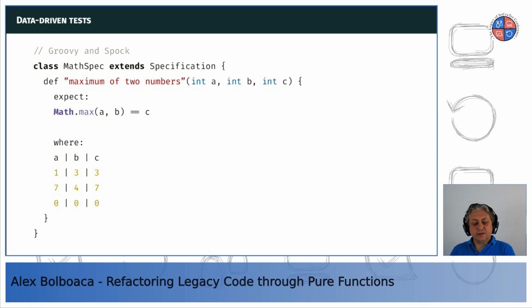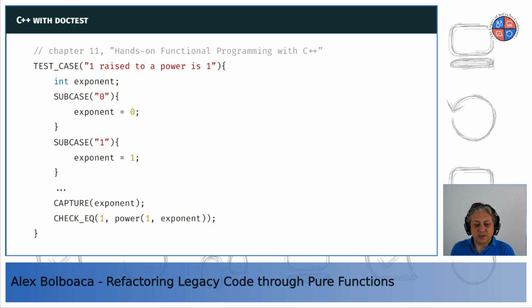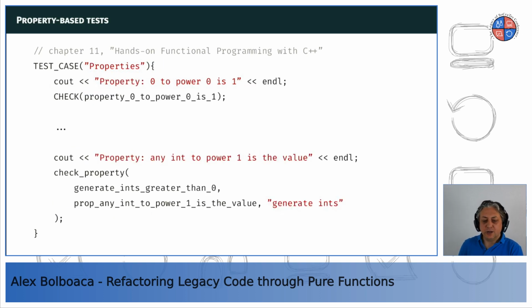I said that it's very easy to test pure functions. It's basically a data kind of test. I love a lot how you can do this in Groovy and Spock with a table exactly as it should be. But in C++ you can use doctest, for example. You can also use property-based tests, which, because I don't have a lot of time left, I won't go into.